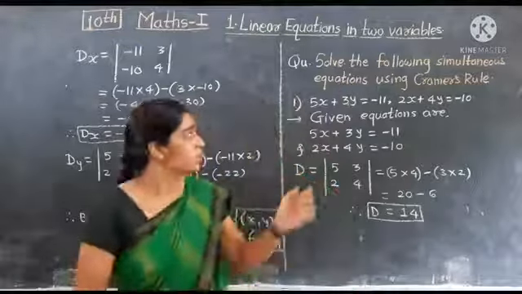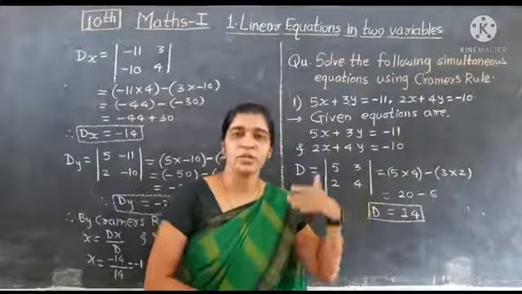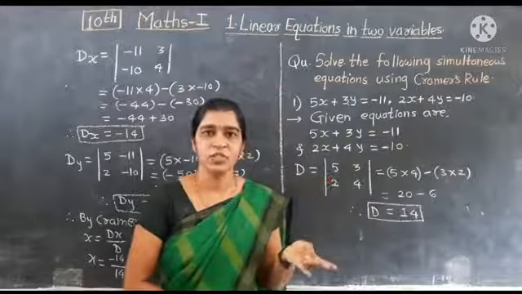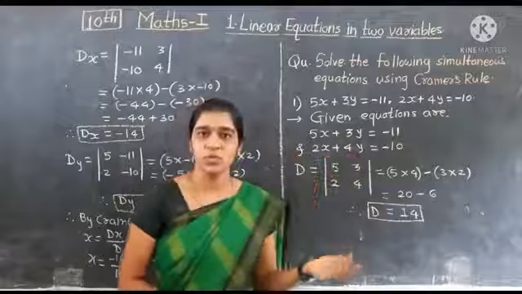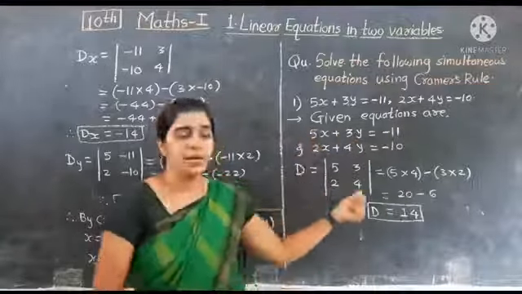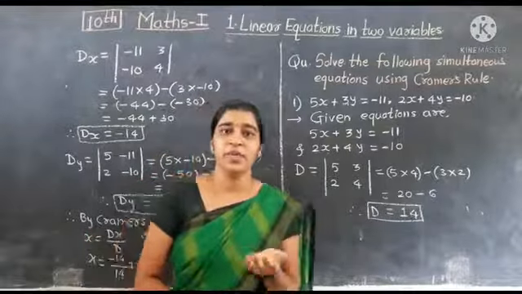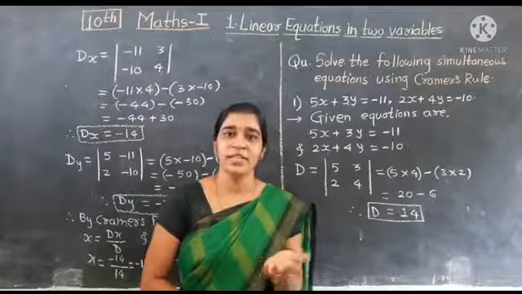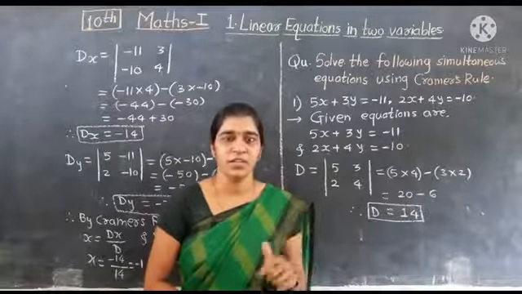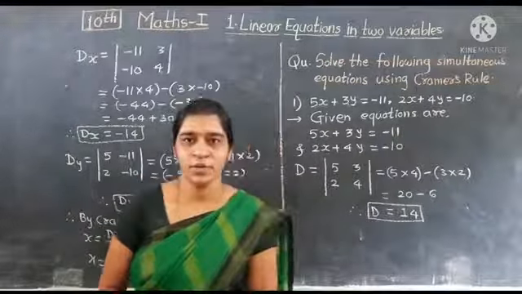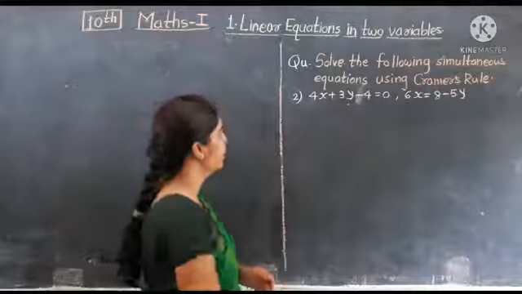Okay. So students, this equation we can solve by the elimination method also, substitution method also, graphical method also, and by the determinant method, that is Cramer's rule also. In this way, we can solve any simultaneous equation. We see one more example on it and stop. Okay. See the second example.